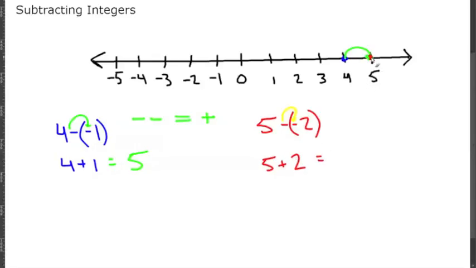So we're going to start at 5 and we're going to go 2 over. 1, that would be 6. 2 would get us to 7.